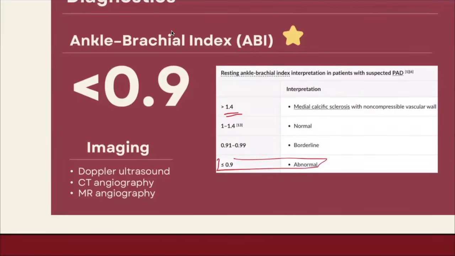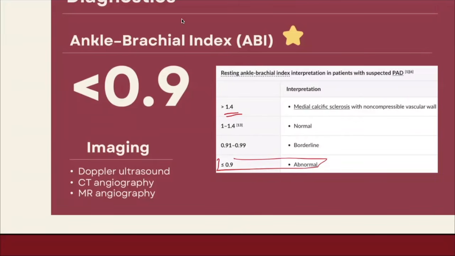If the doctor's using 0.7 in the slide specifically, sure, go with that, but 0.9 is usually the most common reading for it. And this is a very, very important test. It's the main one that you can use to diagnose a patient with PAD.